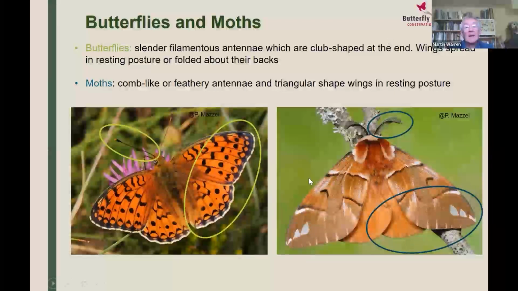So the butterflies like this one here, they often sit with their wings open in the sunshine anyway, and they have these very obvious clubbed antennae. This beautiful moth obviously has feathered antennae, so you know that it's a moth, and their wings often don't open quite as much as a butterfly when you see them.